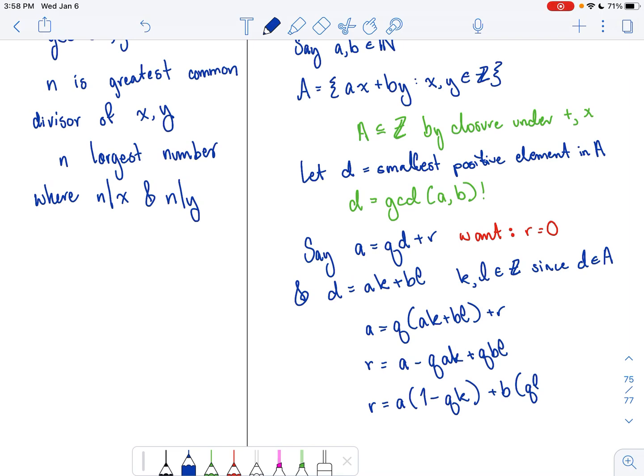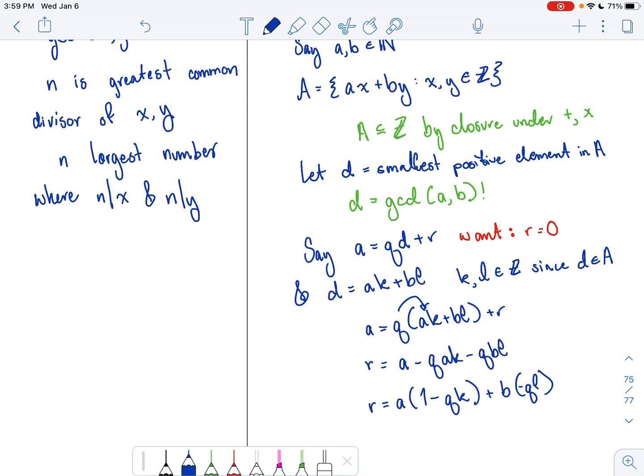Whoop, I forgot to distribute my negative. Oh my goodness. That's all right. We can fix that real easy. So I'm distributing that negative there. So then I'll say, there we go.